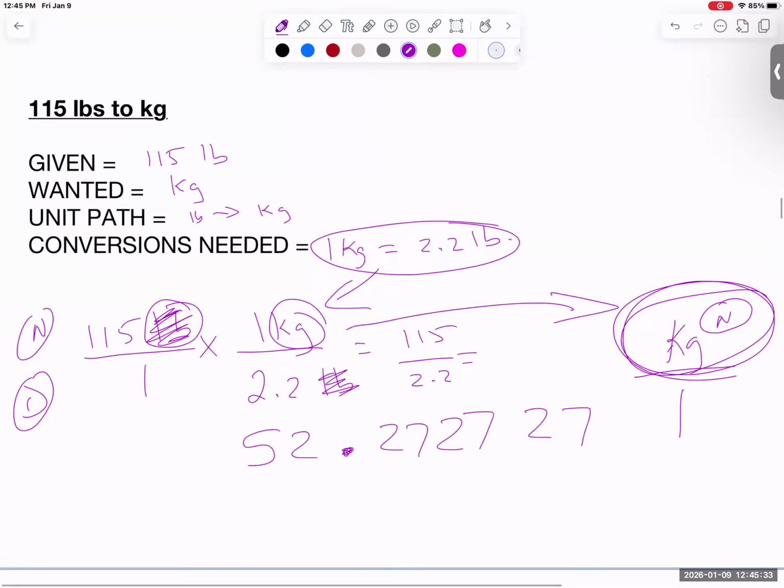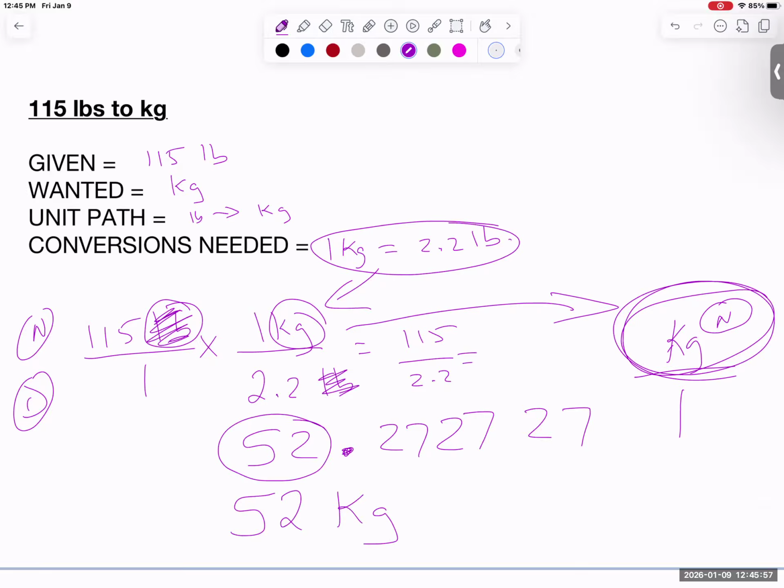52.3. All right, I heard 52.3. 52, because it's greater than 10, so you round to 10. All righty, I got you. 52 what? Kilograms. Yes, you are right. 52 kilograms, because any number that's greater than 10, we round to the whole number.